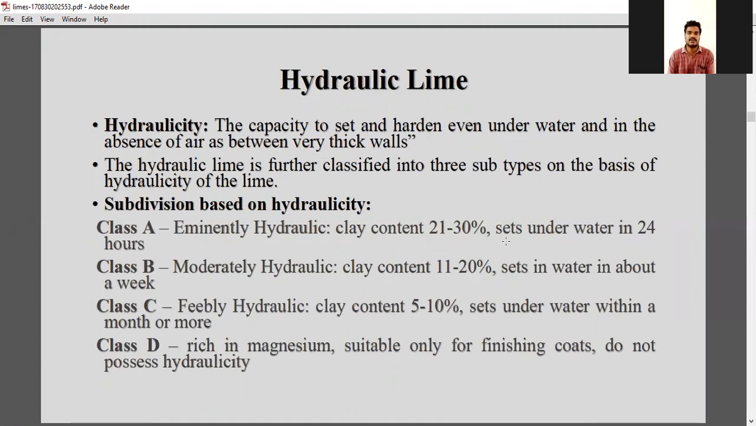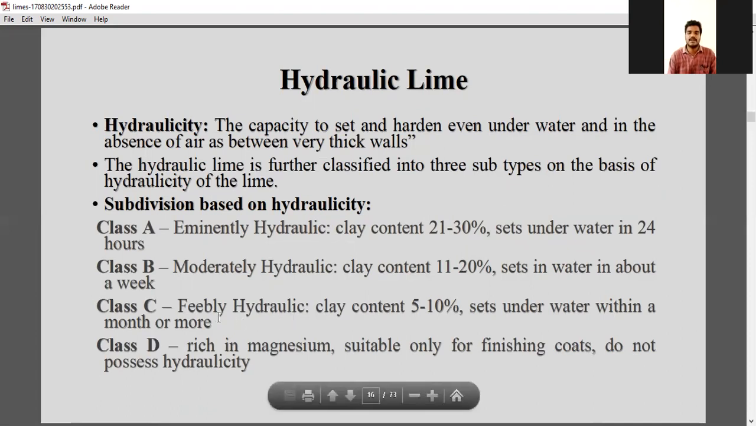Yeah, not necessary for you. The hydraulic lime, we have class A, class B, class C, class D materials. In class A, 21 to 30% clay content will be there, and it sets under water in 24 hours. And moderately hydraulic, 11 to 20% clay content, and it sets in water in about a week.